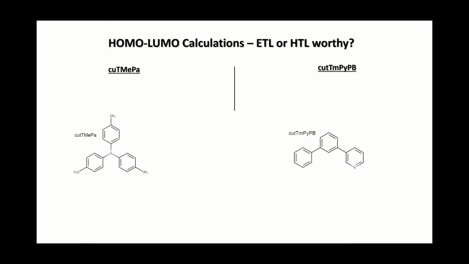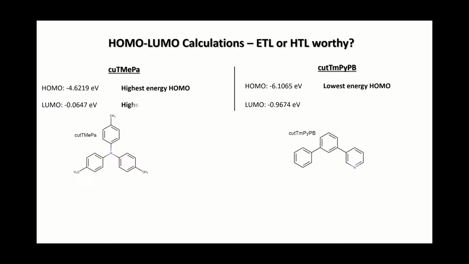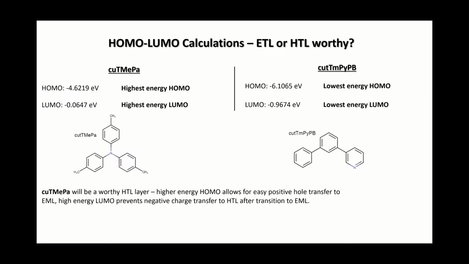And so, laying all of this information out on one slide, what can be seen is that in regards to our PA molecule on the left here, it has both the highest energy HOMO and LUMO, whilst the PB has the lowest values of these. Going back to our HTL and ETL definitions then, our PA compound will be a worthy HTL compound, as its higher energy HOMO will allow for easy positive hole transfer to the EML, whilst its higher energy LUMO will prevent the electrons transitioning from the EML to the HTL once they have transitioned from the ETL to the EML.